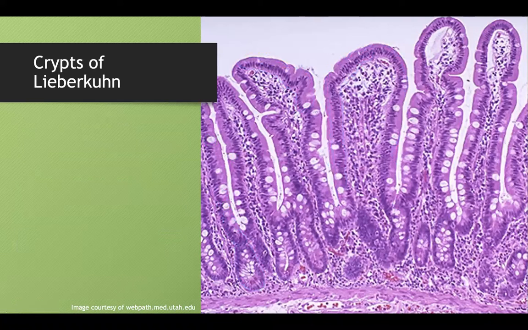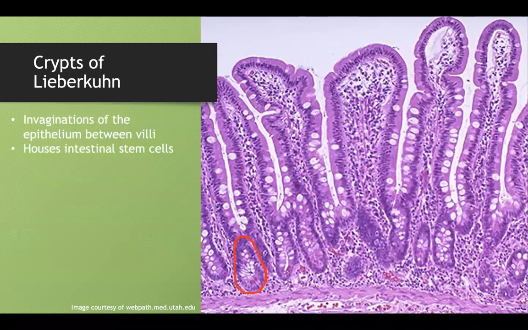So crypts of Lieberkühn are also part of our surface epithelium, and they are invaginations of the epithelium between each villi. So you can see one crypt of Lieberkühn highlighted in red there. They have many important cells that are housed there. They have stem cells, which can differentiate into a number of our different small intestine cell types. So they have goblet cells, which we just talked about, are mucus-producing cells.